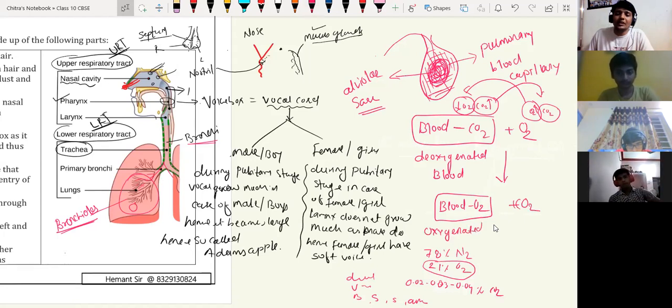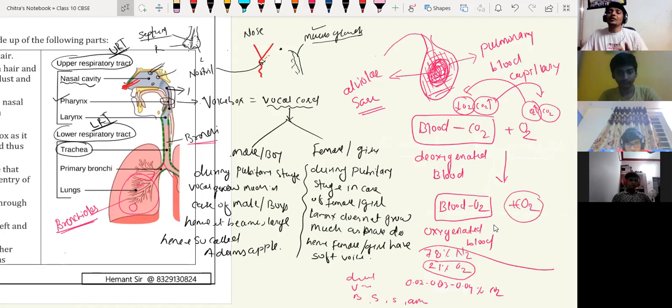It is oxygenated blood. It is called oxygenated blood. And then the carbon dioxide and the air which remain in the lungs, which is not used in the absorption process, we remove out from the body through the exhalation process. This is the way gases exchange from higher concentration to lower concentration.